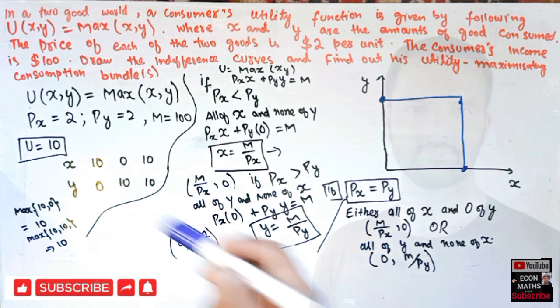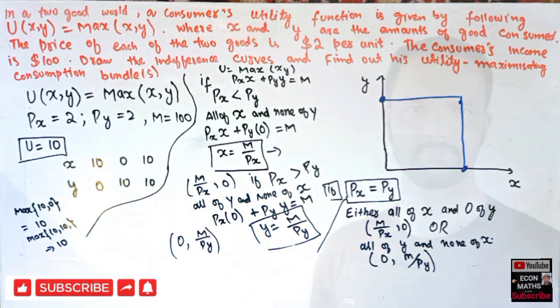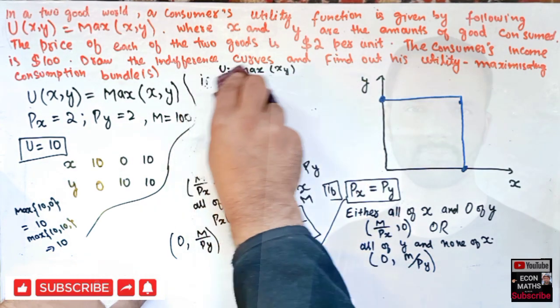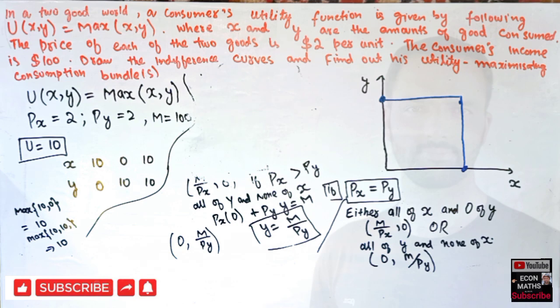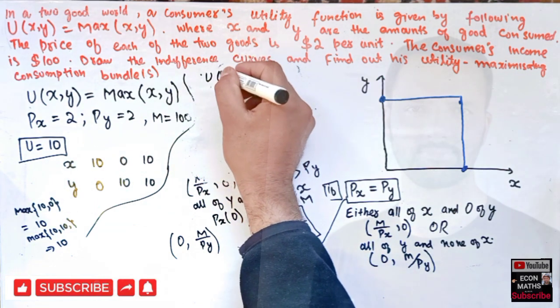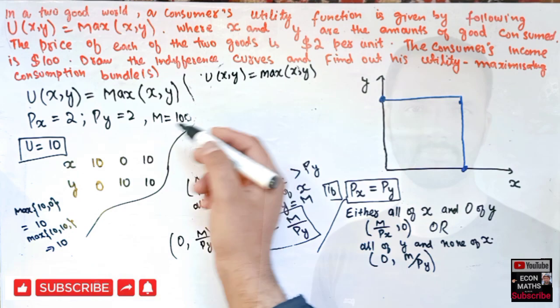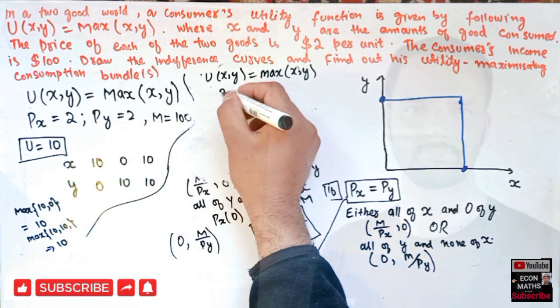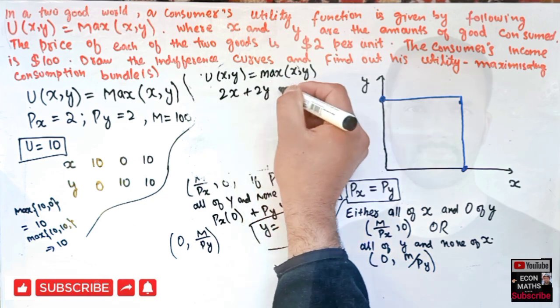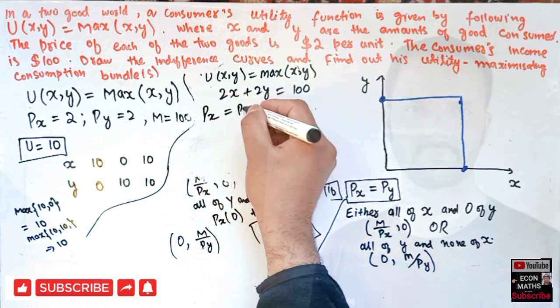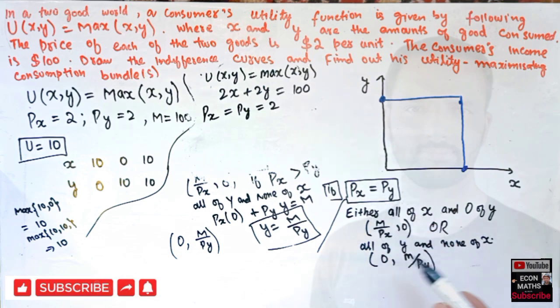Now coming to the question, what is the price of x? It is 2. Price of y is equal to 2. When we have this case, what will be the optimal combination, or optimal choice? Let me rub this out. Since we have u is equal to u of x, y, equal to maximum of xy, and what is the budget constraint? We have price of x is 2, so we have 2 times x plus 2 times y is equal to, what is income? 100. Since price of x is equal to price of y is equal to 2, we have this very combination.